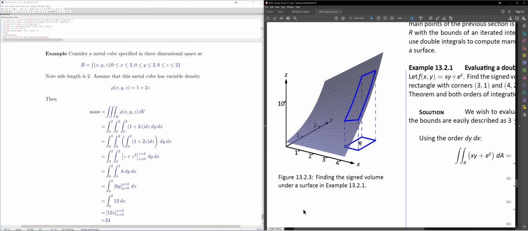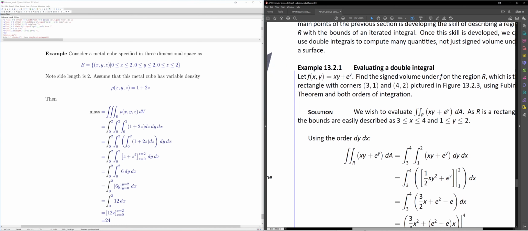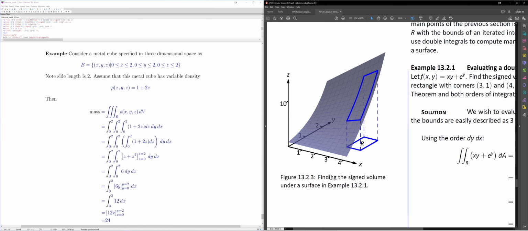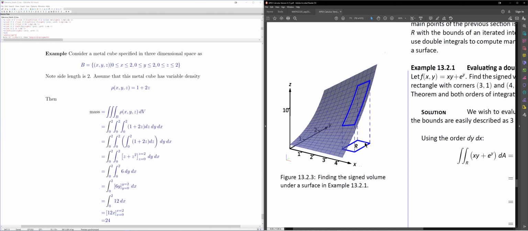Let me just quickly remind you what we did for double integrals over a rectangular region. I had this double integral over a rectangular region, where x was lying between 3 and 4, and y was lying between 1 and 2. What we're doing is integrating this particular function over here, xy plus e^y, over this rectangular region. Your rectangular region is this rectangle in the xy plane. This is a three-dimensional picture, and in three-dimensional space your region R would look, say, slanted like this. Remember, this region R is in the xy plane.